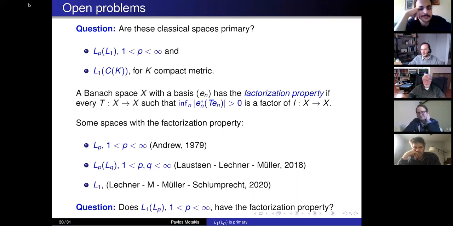Yeah, and in some cases it is known. I don't think it's known in every case. I would be surprised. Is it even known just for L infinity of 0,1 or something? I mean, that's a C of K, right?